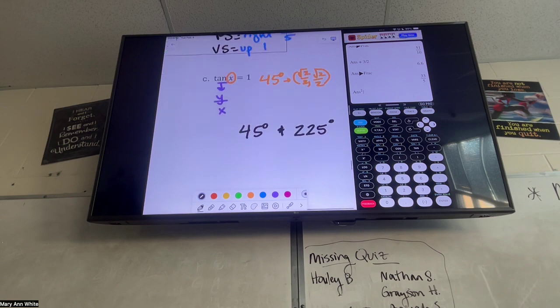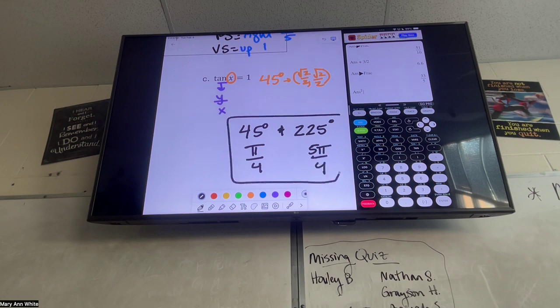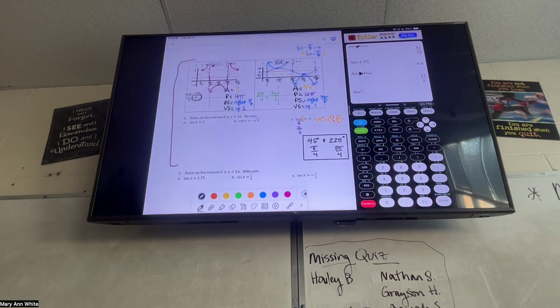What's my radian of 45 degrees? Pi over 4. And then what would it be in the third quadrant? 5 pi over 4. Good. And see, there's not even really a lot of work here. You don't even have to write that down. You could just write down the angle. The next 2, you might want to do a little bit more work, but we just kind of spotted it and we found it. Okay.